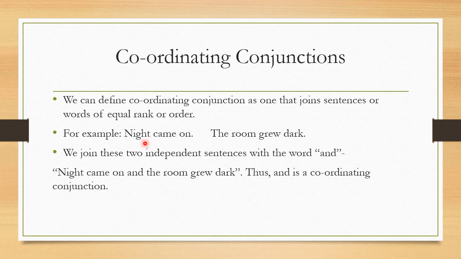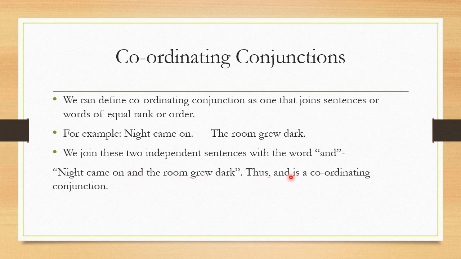They both are of equal rank or equal order. One sentence is also talking about night, and the other sentence is also talking about darkness. So we join these two independent sentences with the conjunction and: Night came on and the room grew dark.